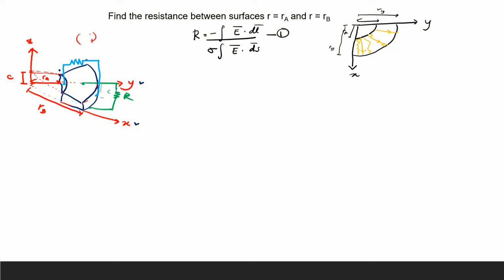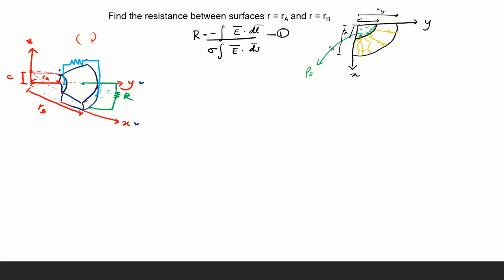Since the electric field is flowing from RA to RB, we can also say that the surface of RA is full of inner charges, and we can say that the surface of RA is full of surface charge. So at the surface of RA, it is full of surface charge.